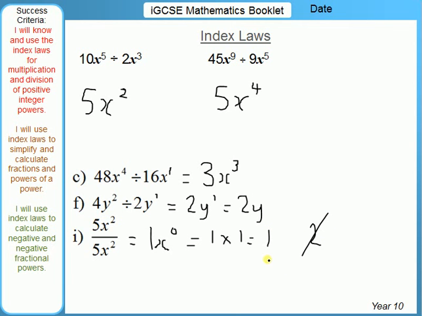Please remember that. Now, an alternative way of doing the same thing is by cancelling or simplifying. So the 5 simplifies with 5, the x squared simplifies with x squared, and you get the answer directly here as 1. That is an alternative that you can use.